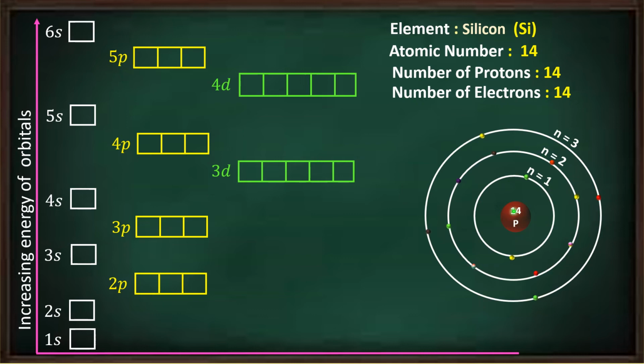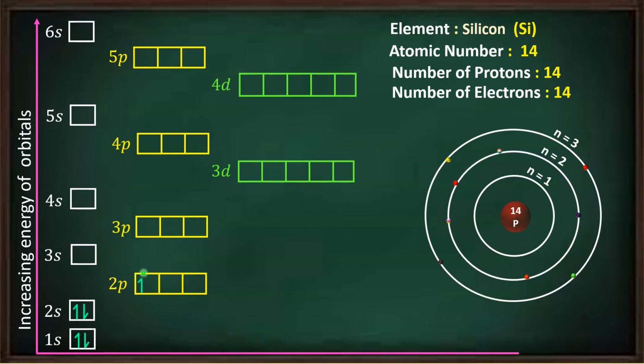So totally 14 electrons are there to distribute into various orbitals. So first electron, this one, enters into 1s orbital. Second electron pairs up with this electron. Next, 1s orbital is completely filled. Next, we have to fill the 2s orbital. Third electron enters into 2s. Next, fourth electron, say this one, pairs up with this electron. 2s orbital is completely filled. Then electrons enter into 2p.